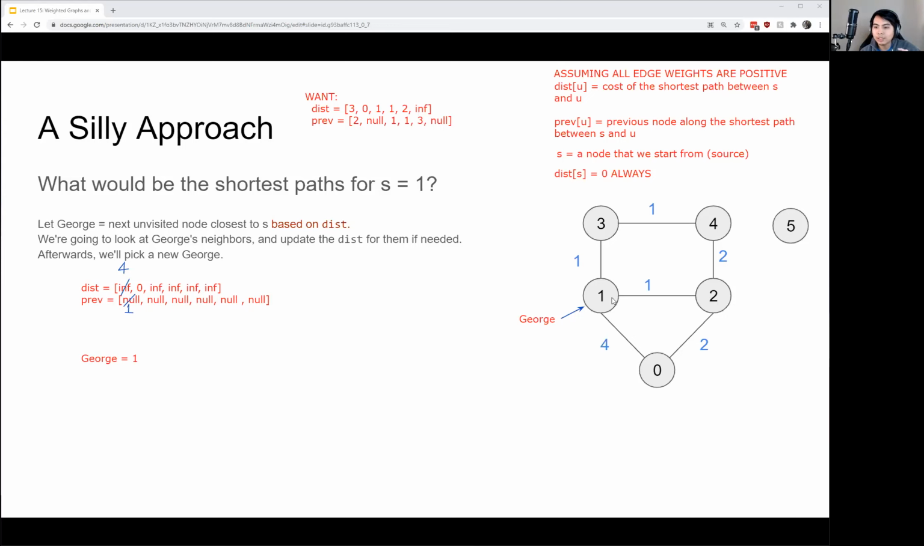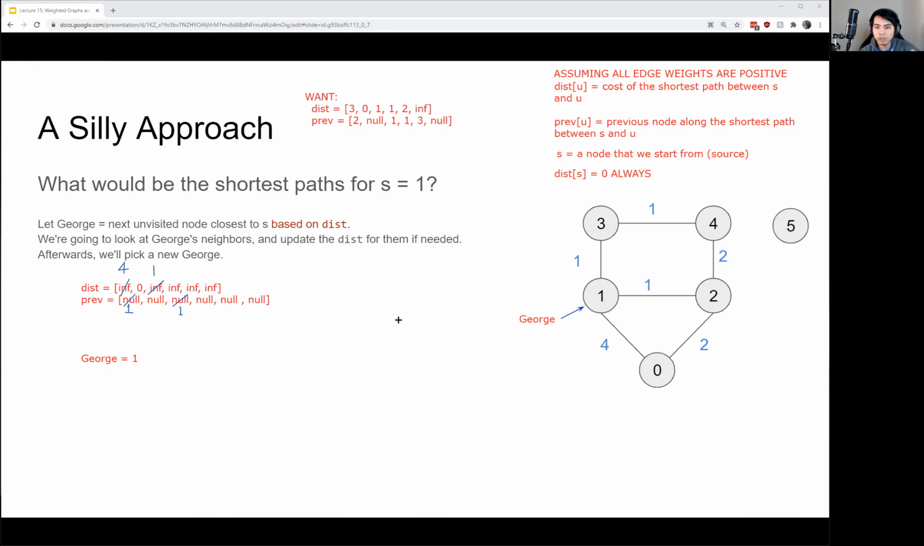The next thing we care about is node 2, because that's the next neighbor of node 1, the next neighbor of George. And we're going to do the same update. Previously, the cheapest way to get to node 2 was infinite. There was no way to get to node 2, and therefore this prev also had a null here. Now we realize that getting from 1 to 2 can be as cheap as 1, and the way to get there is through node 1. Okay?